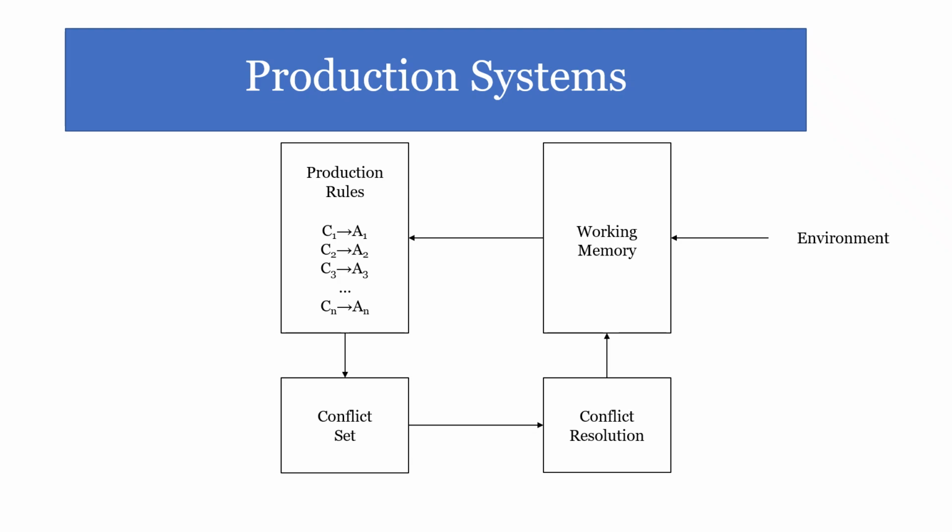The production set is used to store the condition-action pairs: C1 leads to A1, C2 leads to A2, and finally Cn leads to An, where C is the condition, the if part, and A is the action, the then part. If fever is yes, then disease equals flu is a good example. The collection of all such rules forms the knowledge base.